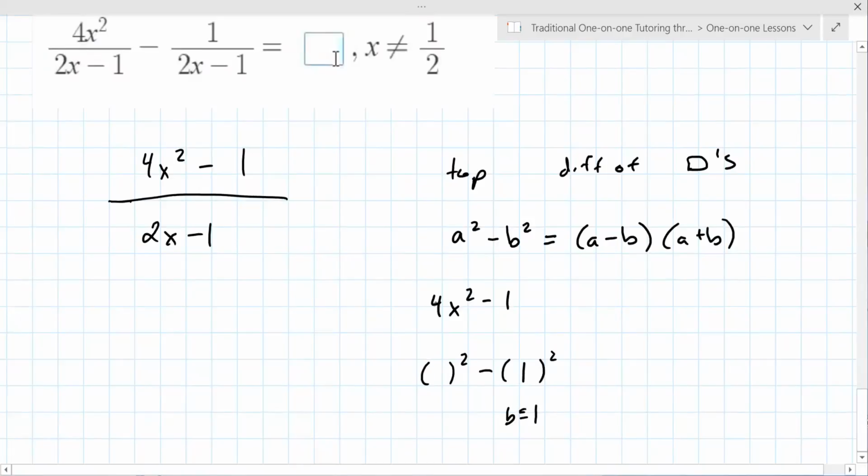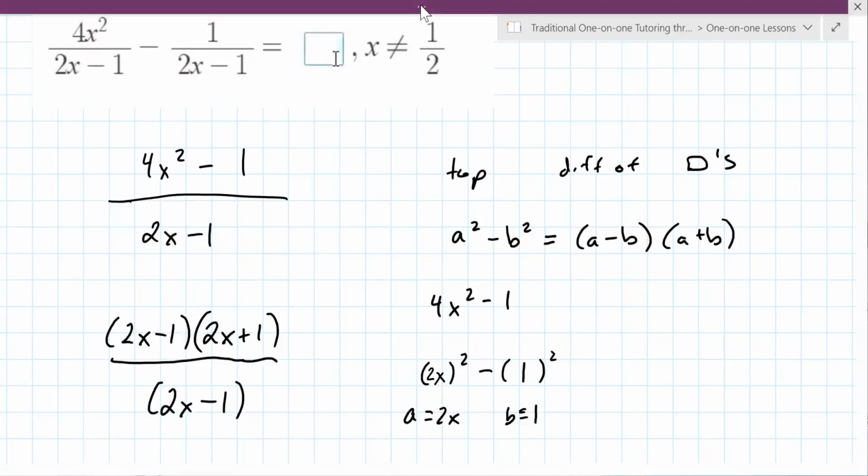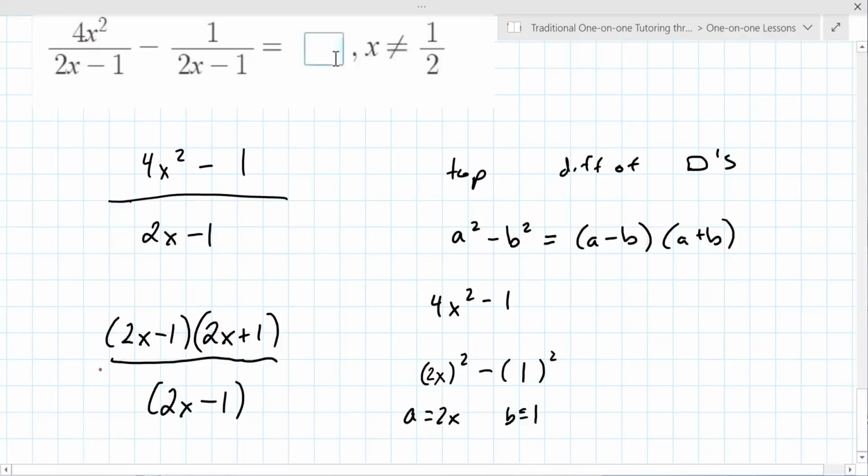What do you square to get back to 4? 2. And what do you square to get x squared? X. So your a is 2x and your b is 1. So the top you write in this form, a minus b, 2x minus 1, a plus b, 2x plus 1. That gives you 2x minus 1 on the bottom. These cancel. And what are you left over with? 2x plus 1. Yes.